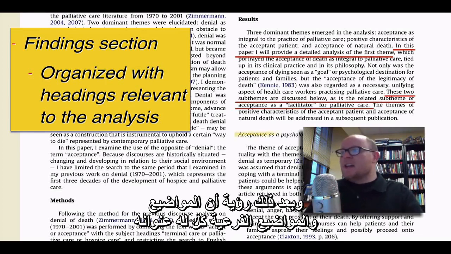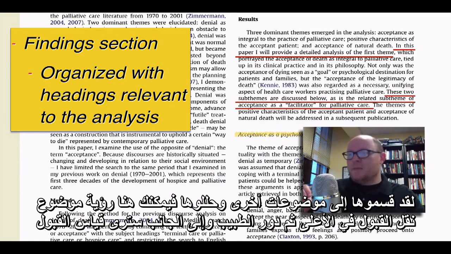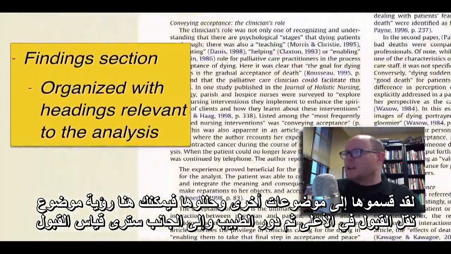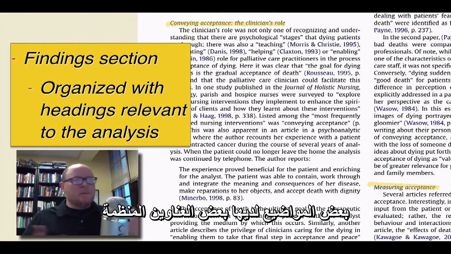And then you can see each of these particular themes and sub-themes has its own heading. And within that section with that heading, they talk specifically about the theme, what it means, and give at least one example for the theme that they break down and talk about. So you can see here's other themes. You can see up at the top, conveying acceptance, the clinician's role, and then over to the side you'll see measuring acceptance. So these are some particular themes that have organized headings.